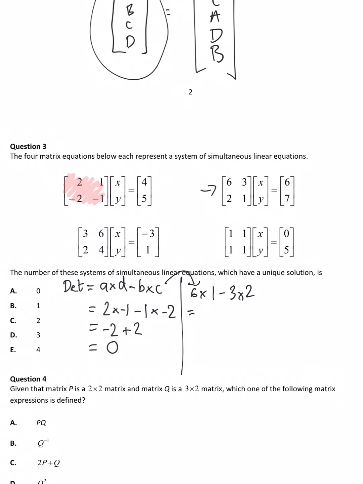All right, which equals 6 times 1 is 6, minus 3 times 2 is 6. Okay, so 6 take 6 is 0. Okay, so we haven't got a solution so far.